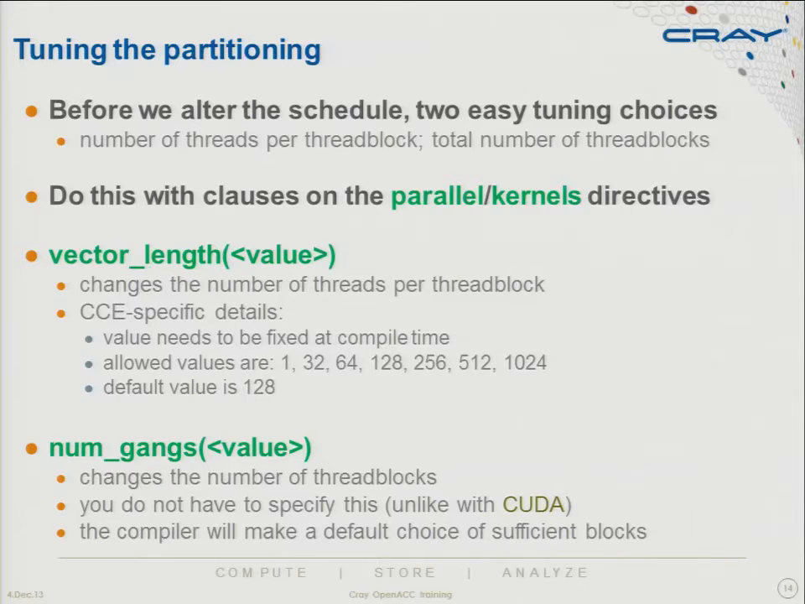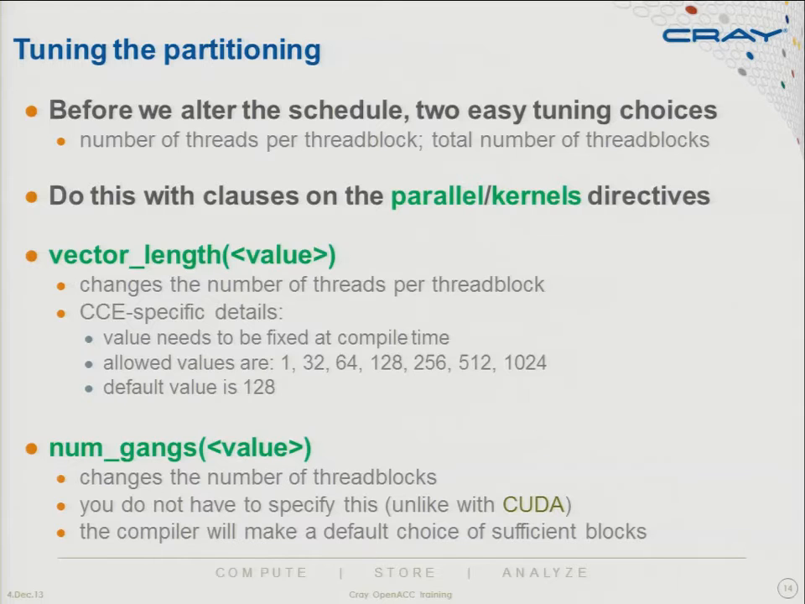There are two easy tuning choices you can do early on. If you were doing CUDA programming, you would often vary the number of threads per block to see if the performance changed. You can do that with OpenACC by adding a clause called vector length and then a value. And for the Cray compiler, they have to be multiples of 2, so powers of 2. The default is 128, but it's worth varying it to see if it changes things. It has to be fixed at compile time.